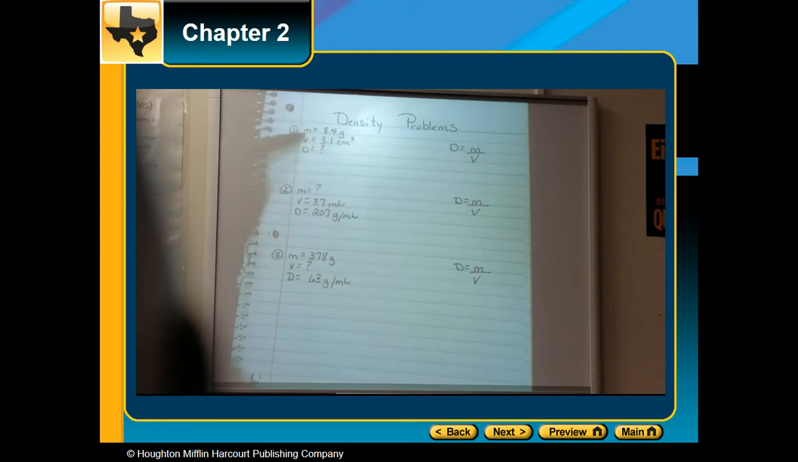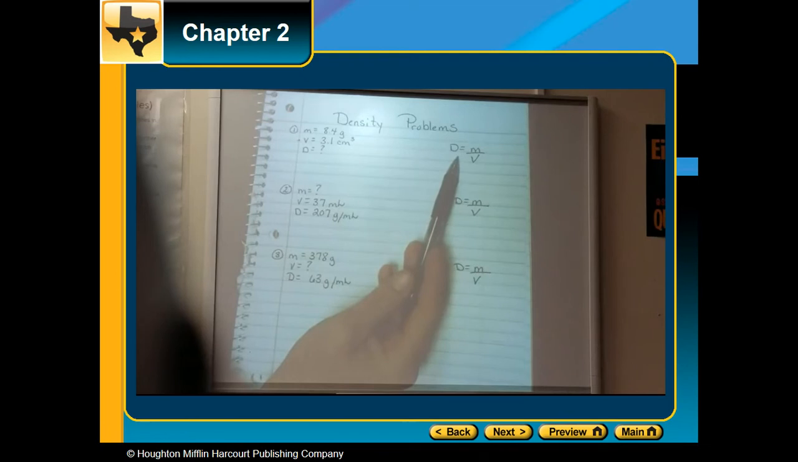8.4 grams was the mass. I know that because of grams, that tells me that, all right? 3.1 centimeters cubed was my volume. Again, I know that because of the centimeters cubed. The units will tell you what the variable is. I'm just going to put a question mark by density because I don't know what the density is. All right. After you list your variables this way, you're going to use the density formula in order to solve.